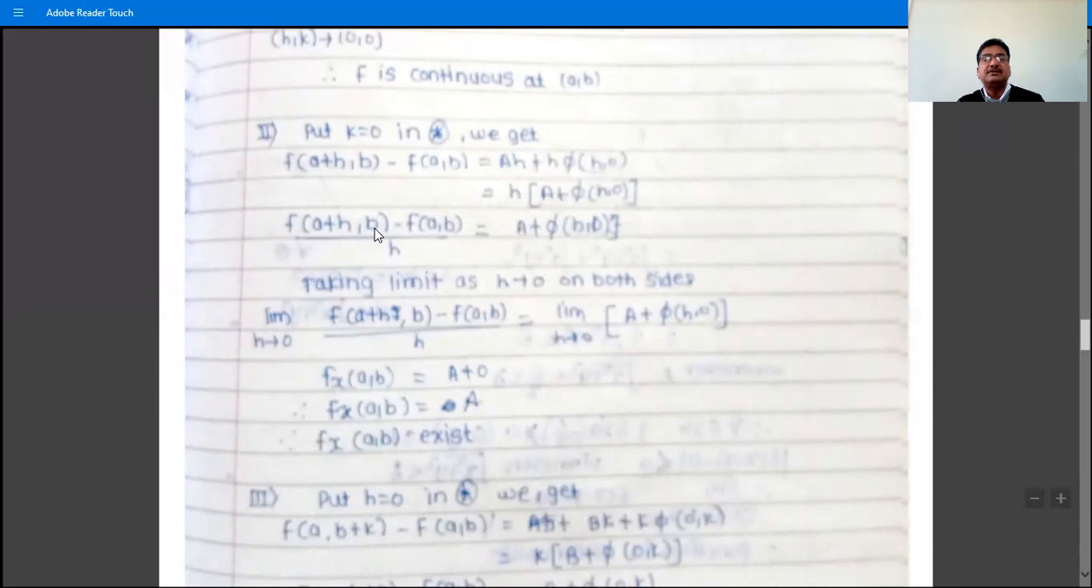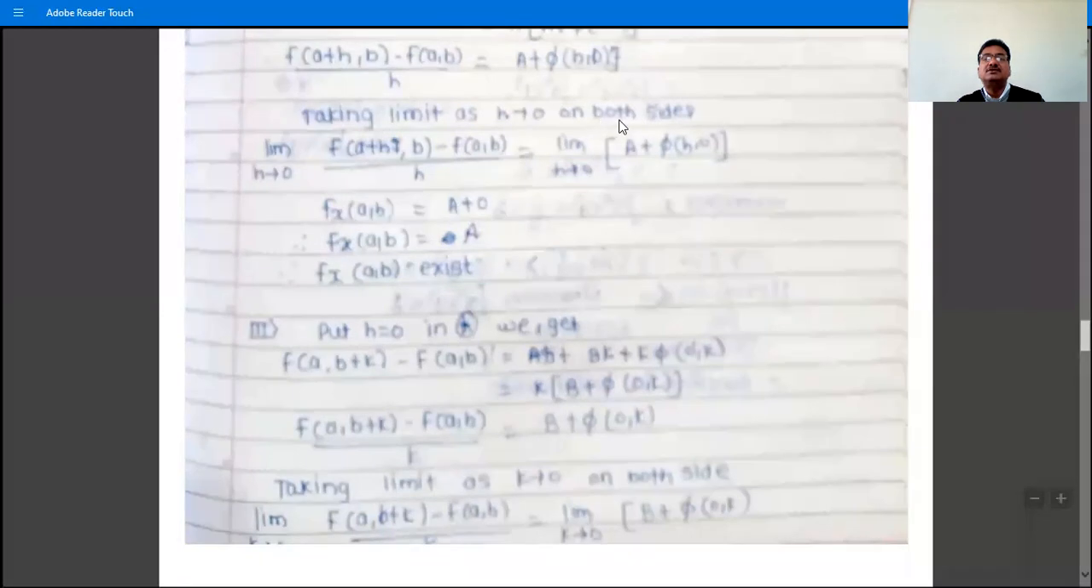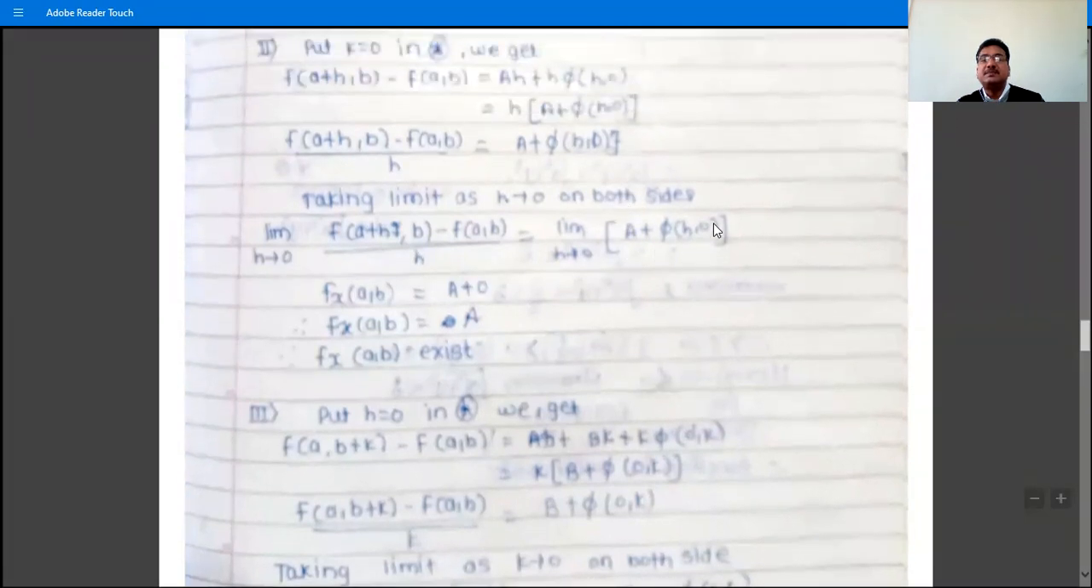So we have [f(a+h, b) − f(a, b)]/h = A + φ(h, 0). Then taking the limit as h tends to 0 of both sides, we have: limit as h tends to 0 of [f(a+h, b) − f(a, b)]/h equals the limit as h tends to 0 of (A + φ(h, 0)). The left side is fx(a, b), the partial derivative with respect to x at (a, b). This is the definition of the partial derivative at (a, b).